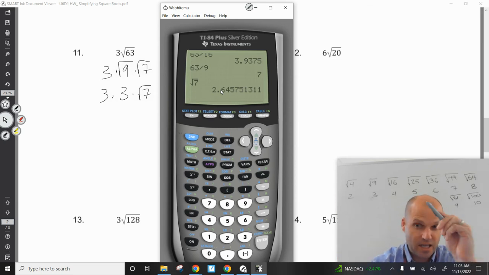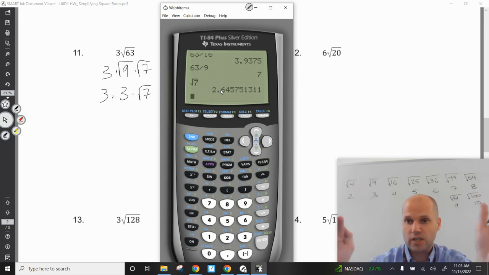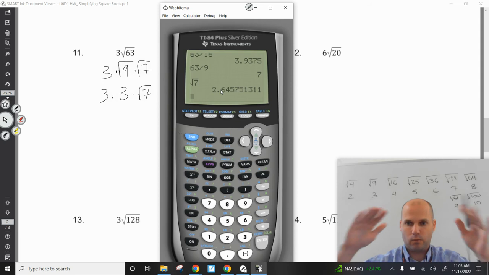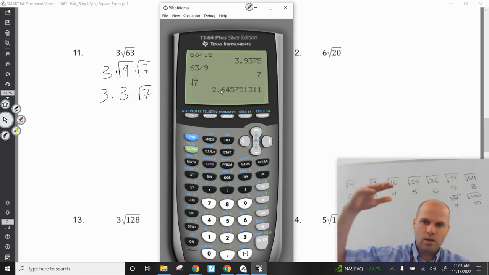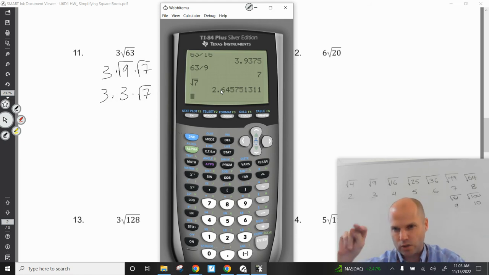You can't divide any of these numbers by it. You can't divide 7 by 4. So you're just going to leave some square roots in your answers, and that's okay. We're simplifying it so we have a whole number amount of the smallest possible root. All right, sorry. That was a tangent.